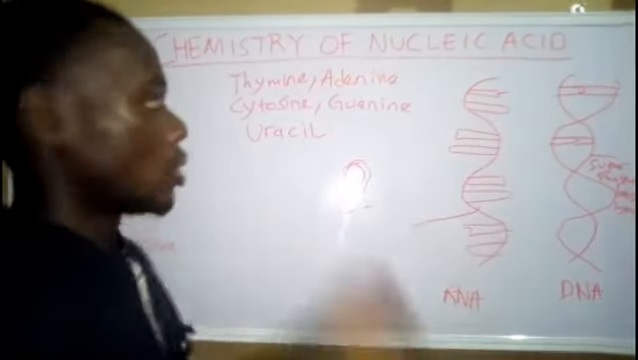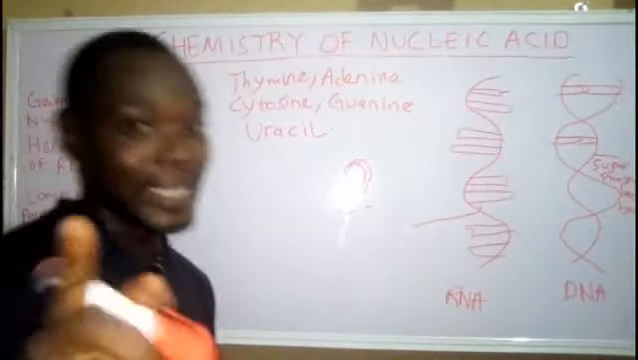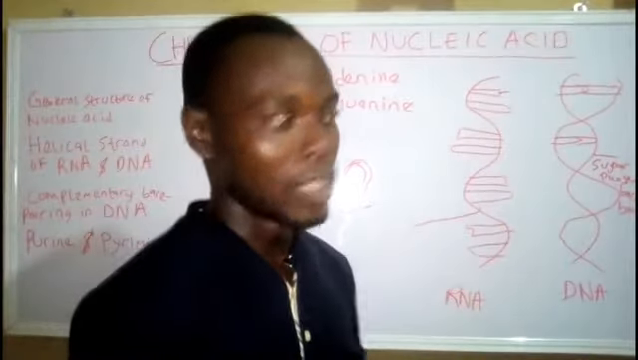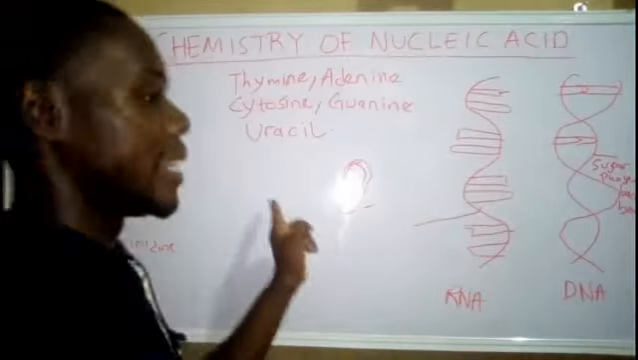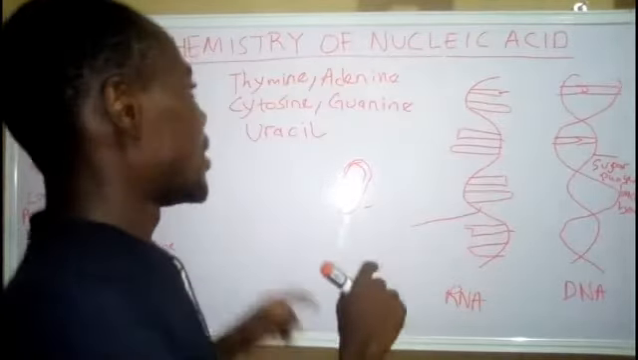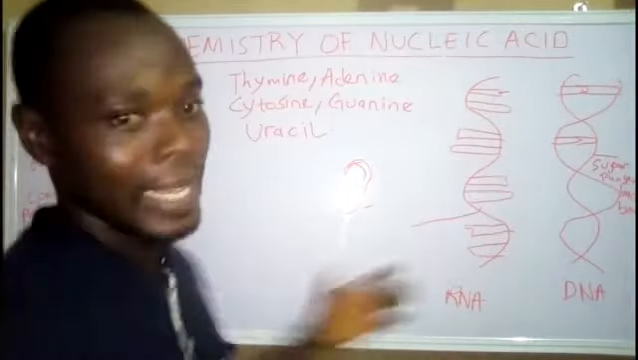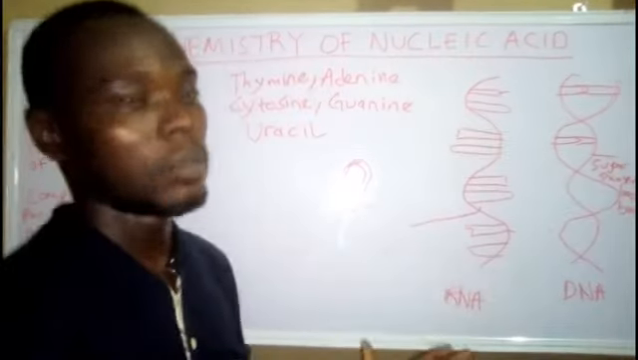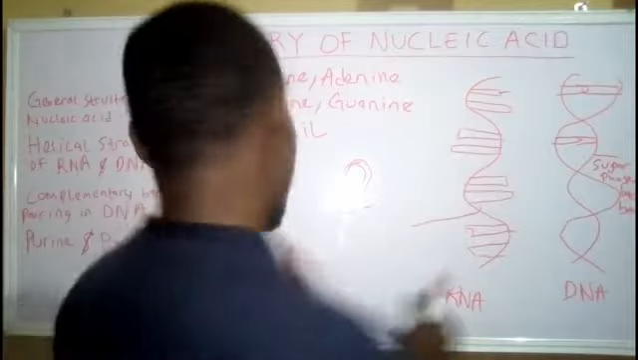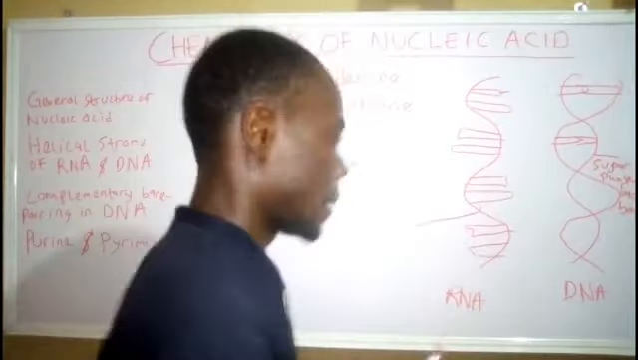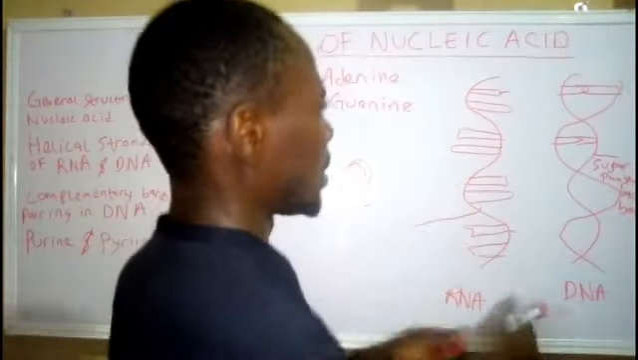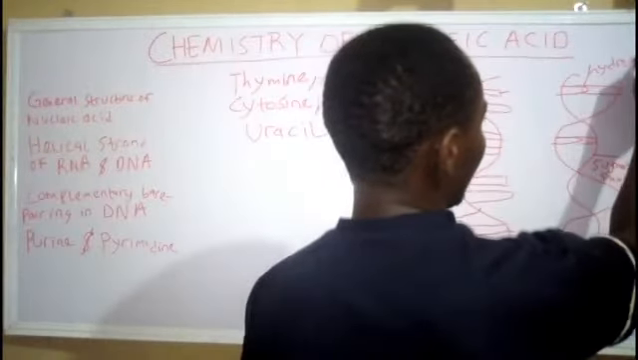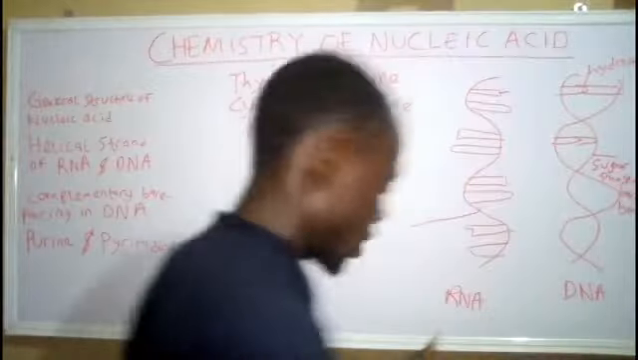They pair. So don't forget that I said in DNA, thymine and adenine join together. Are you getting it? In RNA, it is uracil and adenine that join together. Why? Because RNA doesn't have thymine. So that's just the basis of that. So those are the bases. Now the bases are joined by hydrogen bond.